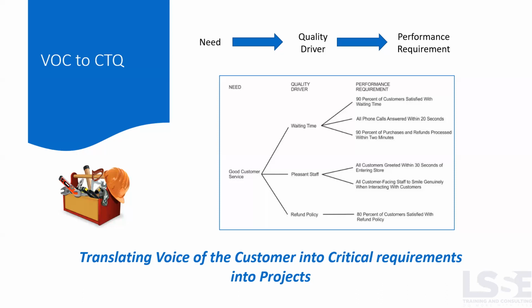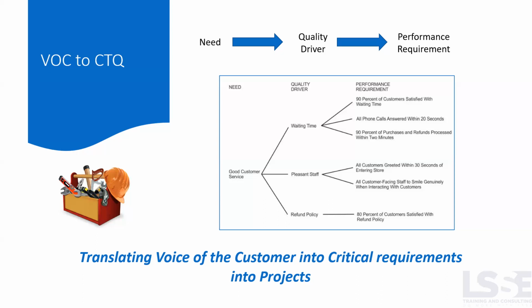So for example, let's look at this example here. Let's say that the need is good customer service. I think this is an example maybe in a restaurant. So you want to improve your customer service. You try to ask your customer what really drives good customer service. It could be that one factor could be the waiting time. Another factor could be having a pleasant staff. Another factor that could drive the need for good customer service could be your refund policy.